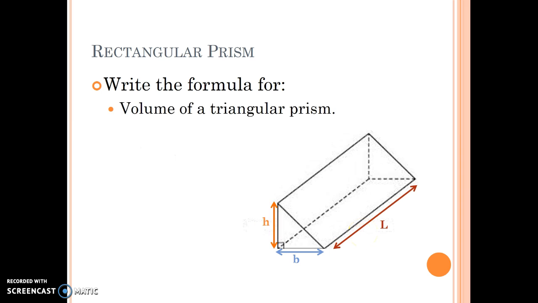Now let's write the formula for the volume of a triangular prism. The volume of a triangular prism is 1/2 times base times height times length. Interesting. Do you notice that the formula for the volume of a rectangular prism is in there as well? I bet they have something to do with each other. All right, let's turn to the next page.